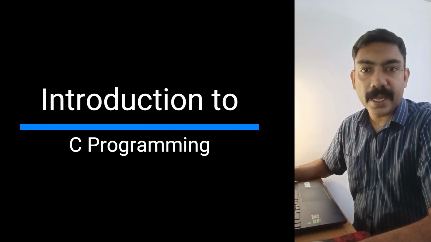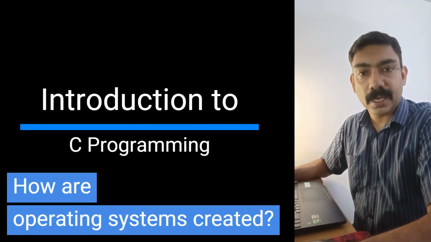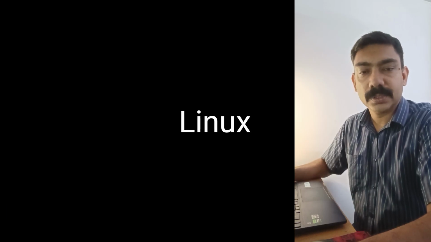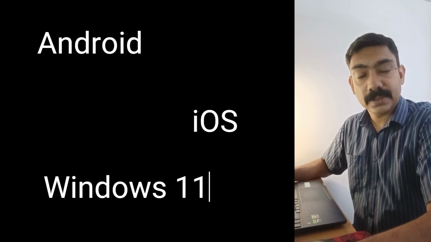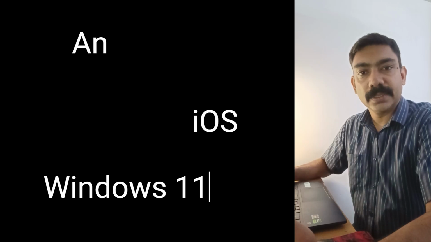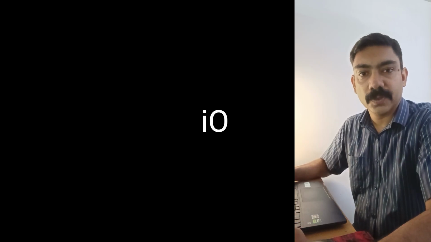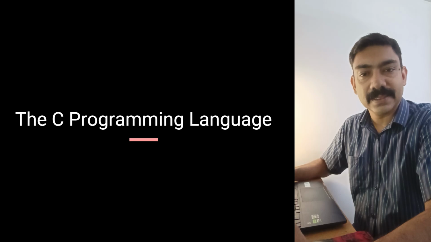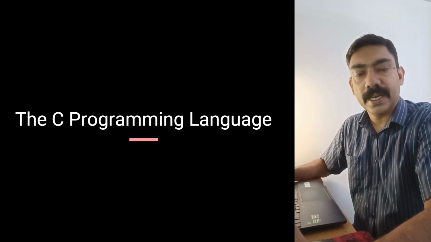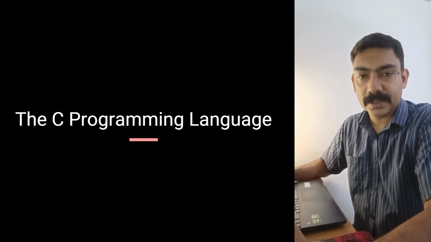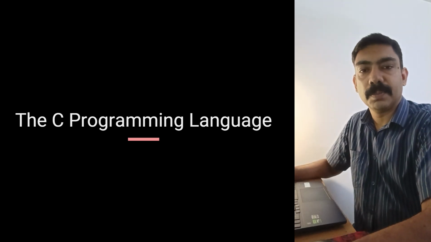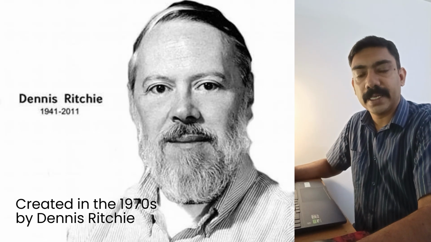Do you know what's behind an operating system like Linux, Windows, iOS, Android? The language which is primarily used for building the core of these softwares is the C programming language. C is a general purpose programming language developed by Dennis Ritchie in 1972. In this video, we will understand what the C language is.